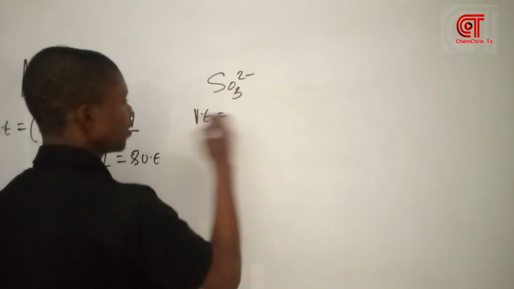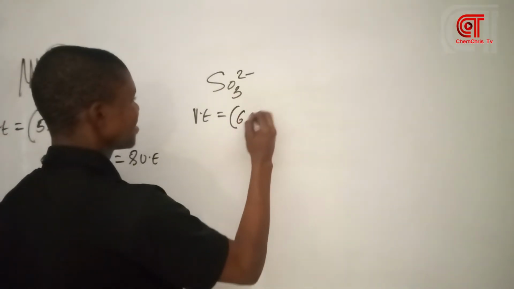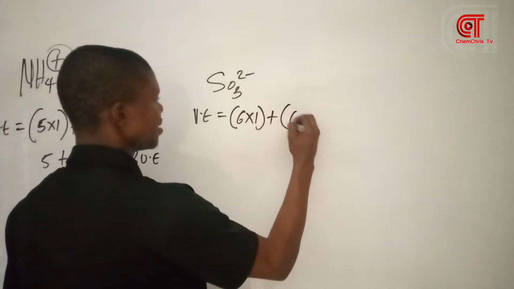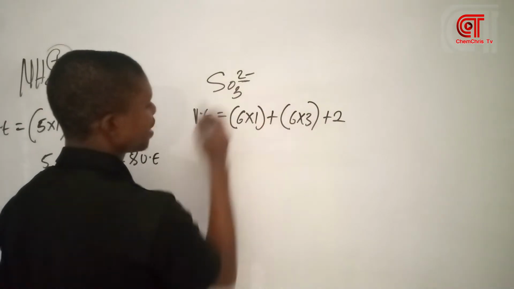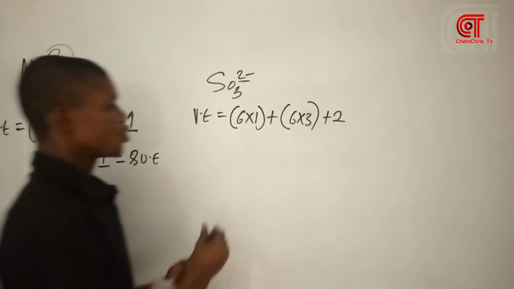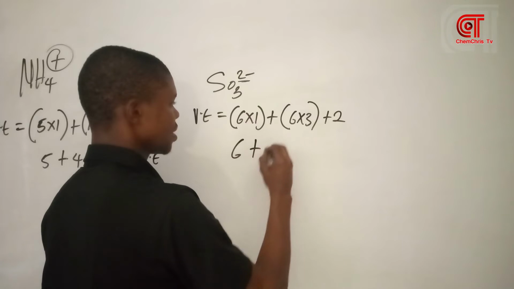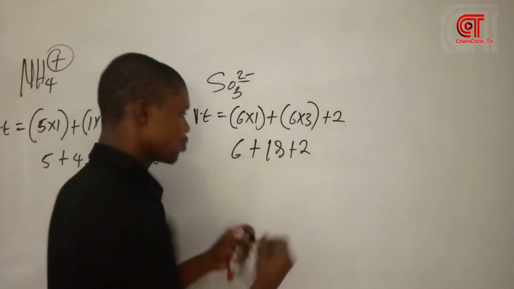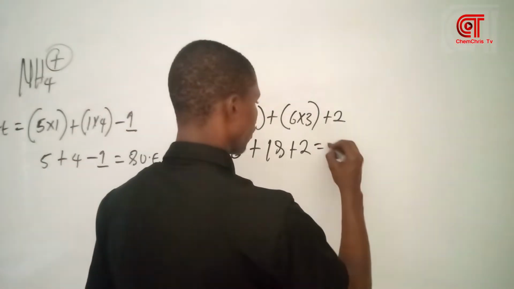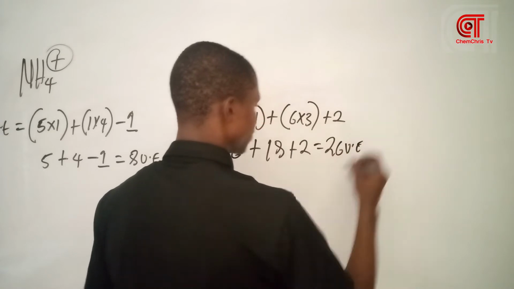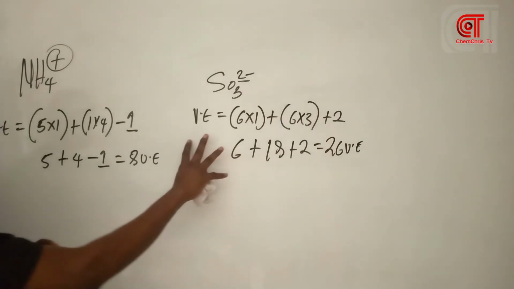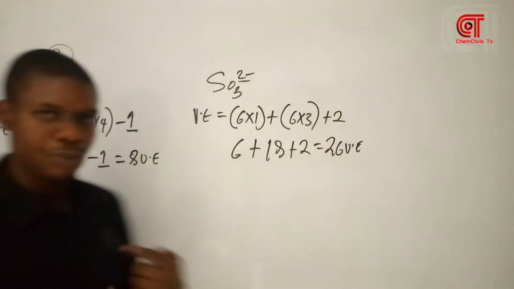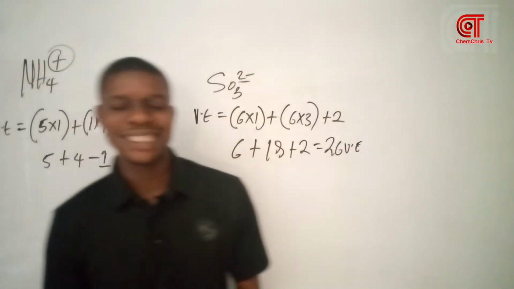Valence electrons here, we have what? 6 times 1, right? Plus 6 times 3, plus what? 2. Why is it plus 2? Because here we have minus 2, so I'm adding them together. So 6 plus 18 plus 2, 20... 26 valence electrons. This is how to calculate the total valence electrons of any molecule, right?